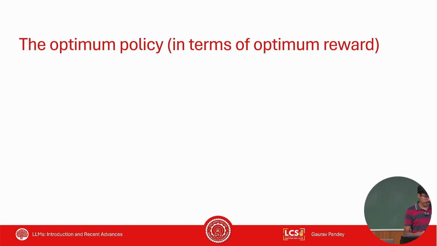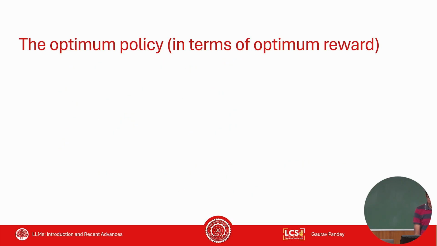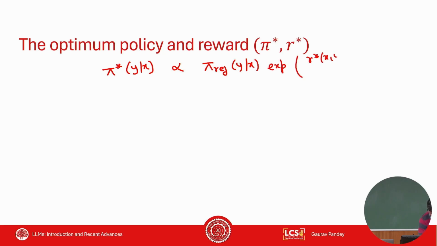Okay, so actually I kept two slides. I was wondering if I would complete in one slide, so we'll leave this slide alone. Let's write the two equations that we have. What are the two equations? Pi star for a given output is proportional to, I will write proportional because I'm ignoring the normalization constant, pi ref times some function of the reward. This is the pi star.